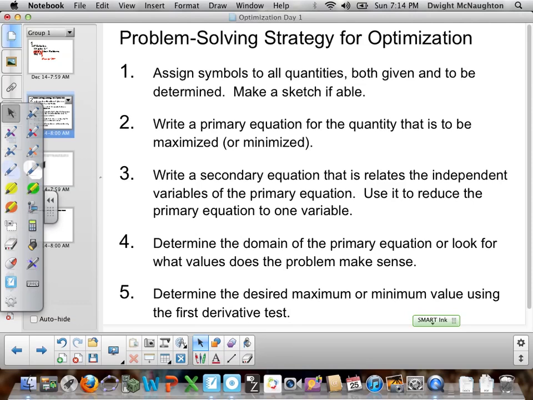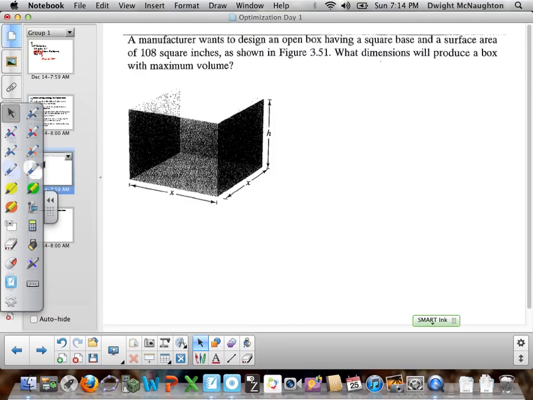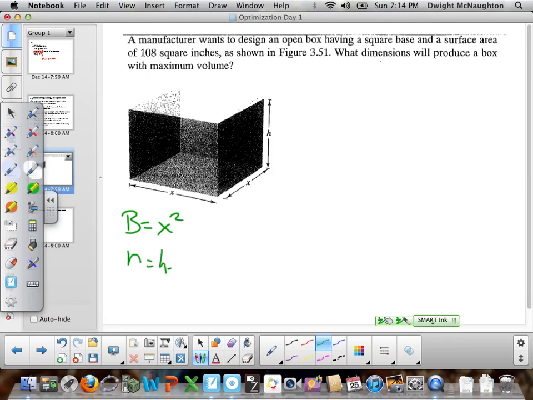All right? So let's look at our one problem for today. First step, assign variables. They drew a picture for us. They tell us that a manufacturer wants to design an open box having a square base and a surface area of 108 square inches, as shown in the figure. What dimensions will produce a box of maximum volume? Well, we have a square base, so our base is x squared. Our height is h. They assign those for us.